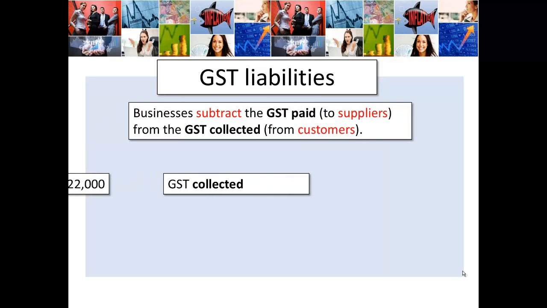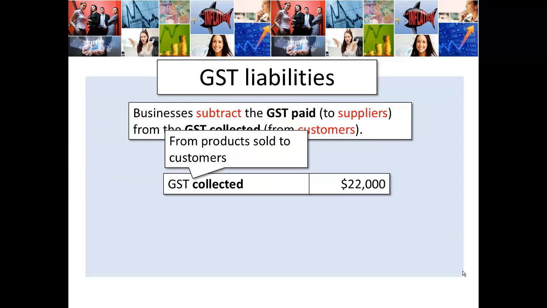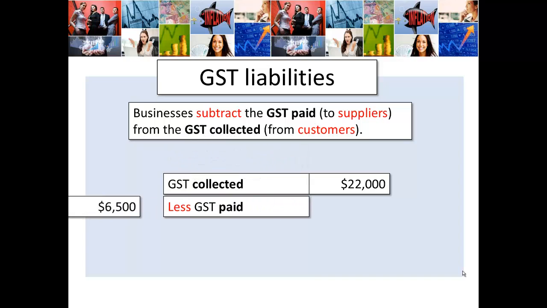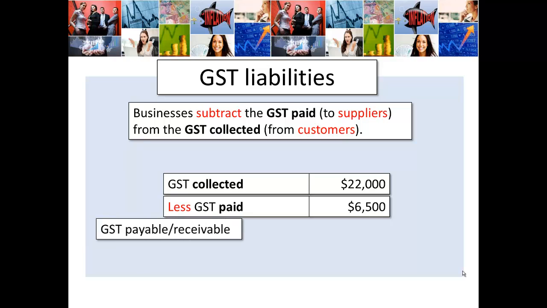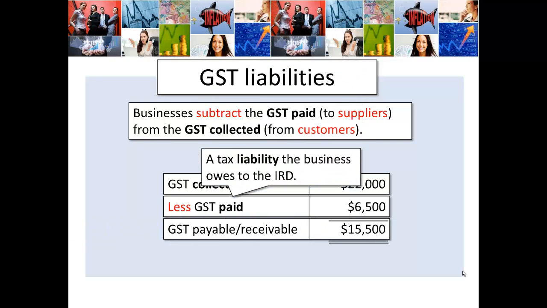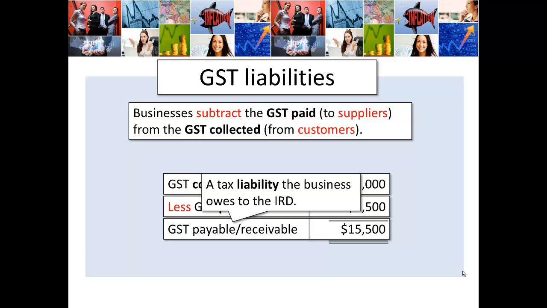GST liabilities. Businesses take away the GST paid to suppliers from the GST collected from customers. So GST collected by the business is from the products they've been selling to customers, and they subtract the GST paid, and these are from the goods and services purchased from their suppliers, which will lead to the GST payable or receivable amount. And if it's payable, it's going to be a tax liability to the business because the business owes that money to the tax department.